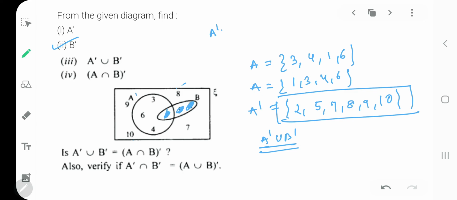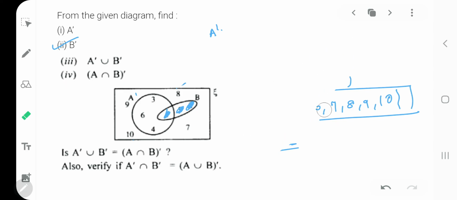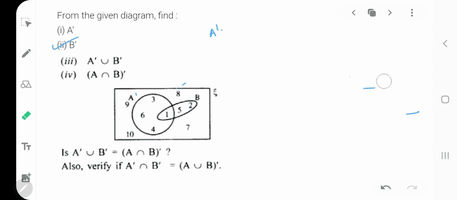That means you have to combine all the elements of A complement as well as B complement, provided you will not repeat any element. Clear? Next we have A intersection B complement. Where is A intersection B? A intersection B is this 1.